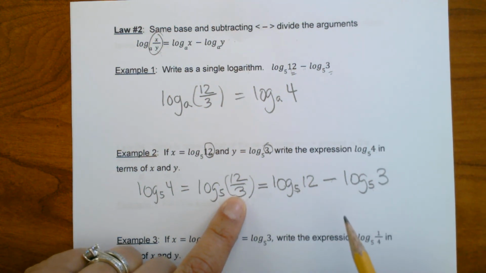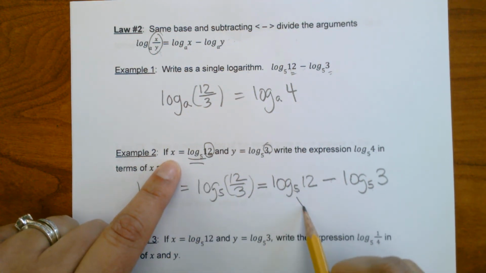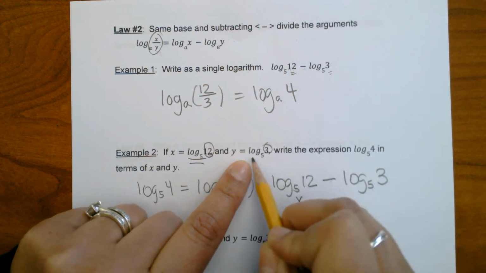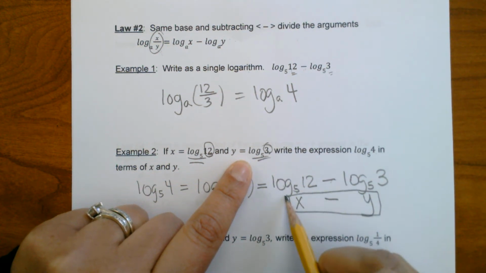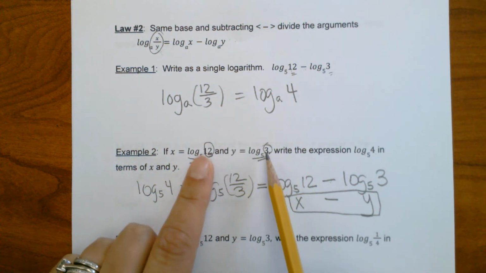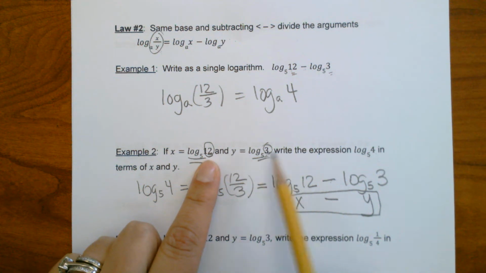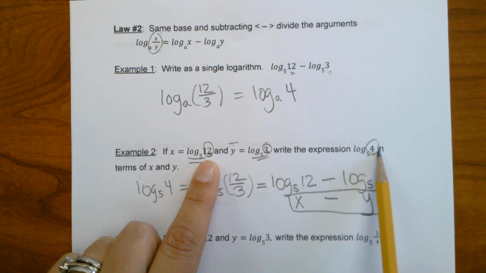All right, sweet. So how do we write it in x and y? Well, what's x? Log base 5 of 12 is x. What's y? Log base 5 of 3 is y, and we subtracted them. So this is our answer in terms of x and y. It takes some getting used to. Really, you want to look to see what did I do to these two numbers to get to this one. So 12 divided by 3 is 4.